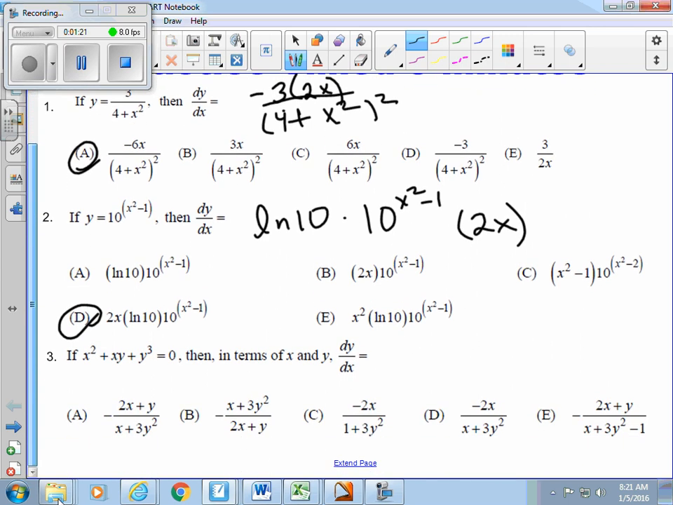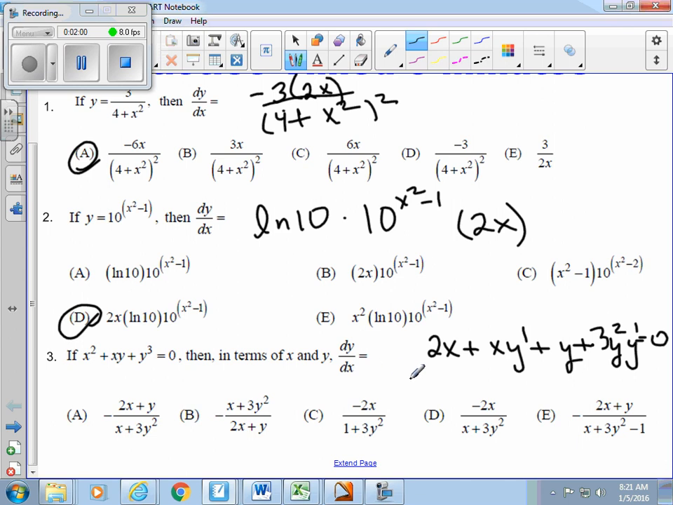And last one, implicit. We've got to do some work before we actually get to dy dx. We get 2x plus, what do I have to do with the x times y? Product rule: left, d right, plus right, d left. Plus 3y squared y prime equals 0. Even if that was not a 0, any constant there would give you a 0.